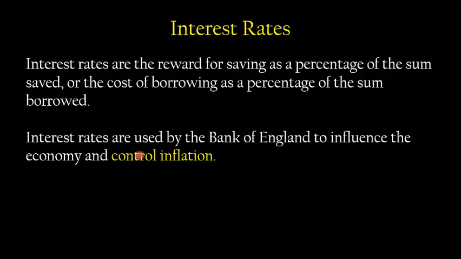And interest rates are used by the Bank of England to influence the economy and predominantly to control inflation, on which I've done an earlier video. But we'll look at how the Bank of England, which is effectively the government's bank, uses interest rates to try and achieve its objective of controlling inflation, which can be very damaging if it gets out of control. So let's say we've got a situation where inflation is rising very, very quickly. So what does the Bank of England do?